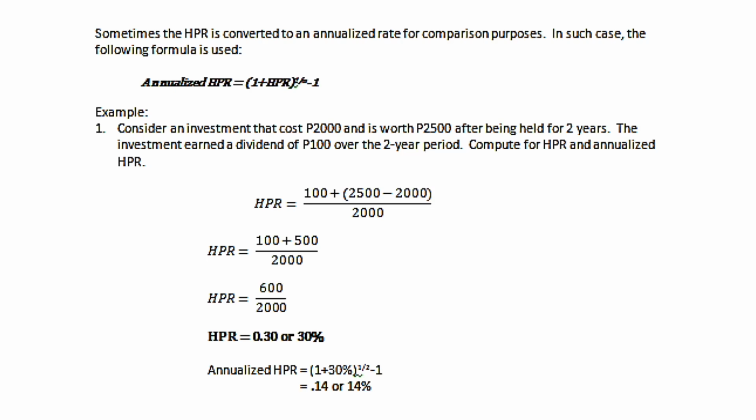Now for the annualized HPR. 1 plus 30%, which is the HPR, raised to 1 over 2, 2 being the number of years given in the problem, minus 1. Using our calculators, we will be able to compute for 0.14 or 14%.